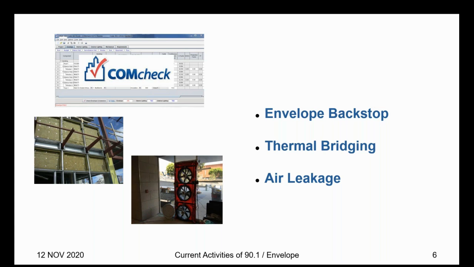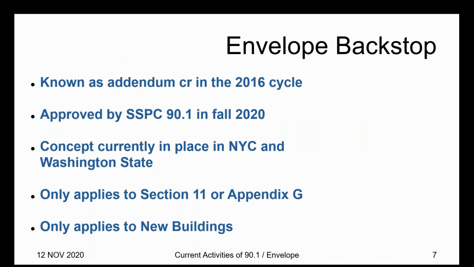Okay, so next slide. So the envelope backstop. This is a current addendum. It's past public review, so it's in the queue. It was to the 2016 code, but they carry over to 2019. And it's a concept that came through sort of New York and Washington, and it's really about the trade-off, the way that Section 11 and G, the trade-off sections of the code work. Next slide.